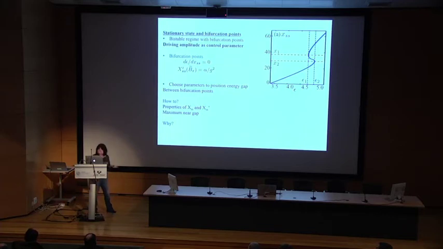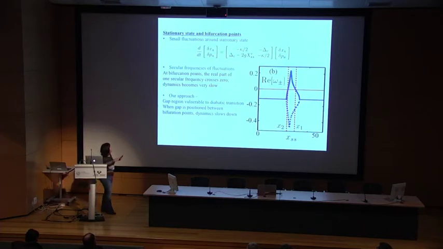And why? The reason is the following. If you look at small fluctuations close to the bifurcation points, you can write down their equations of motion. This is the equation of motion of the small fluctuations. You can find that those equations have two circular frequencies, and one of them, omega plus, has a real part that actually goes to 0 at the bifurcation points. What this indicates is that the time evolution close to the bifurcation points is going to be very, very slow.